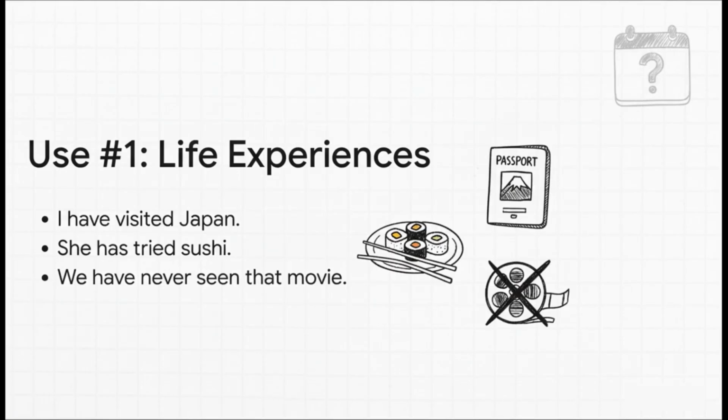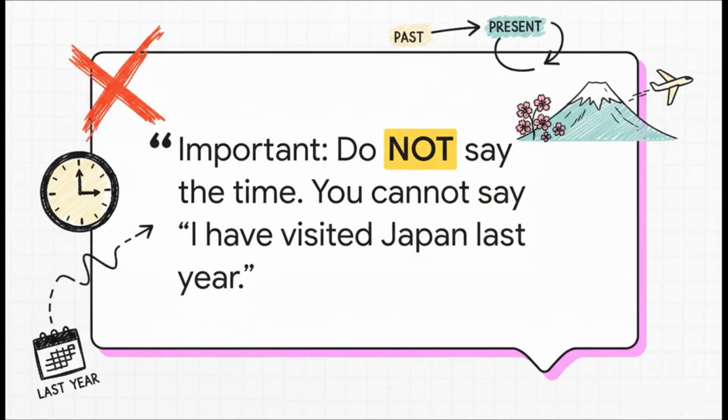The first big one is for life experiences. We're not saying when it happened because it's not important. If I say I have visited Japan, I'm just telling you about an experience in my life. The date doesn't matter. The focus is on the experience itself. And this leads us to a super important rule.